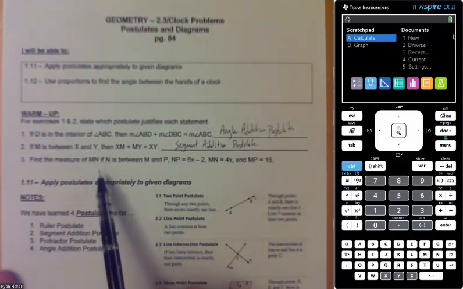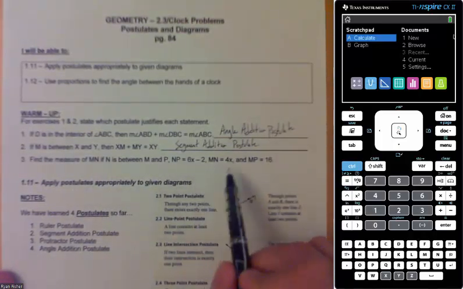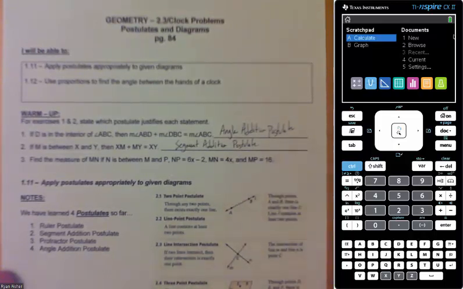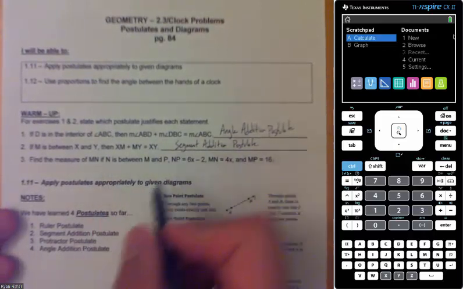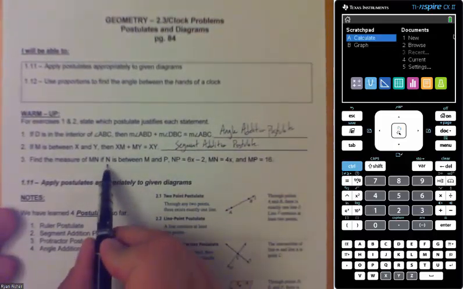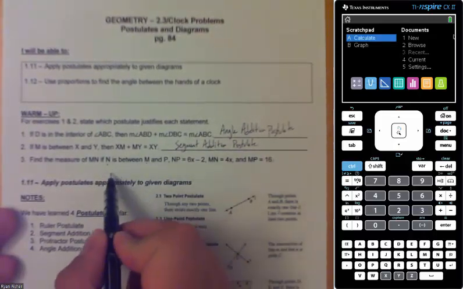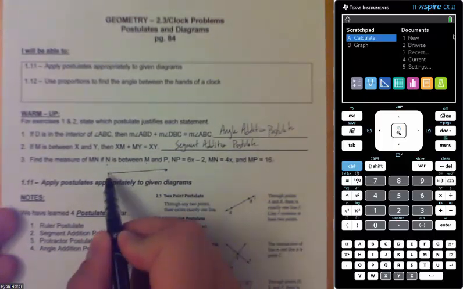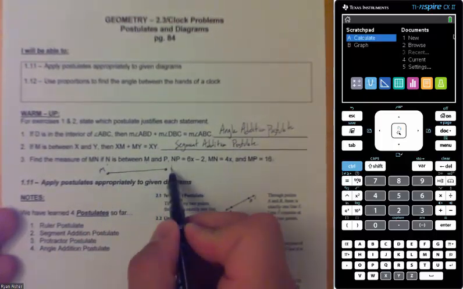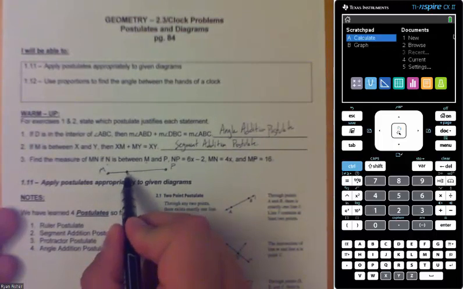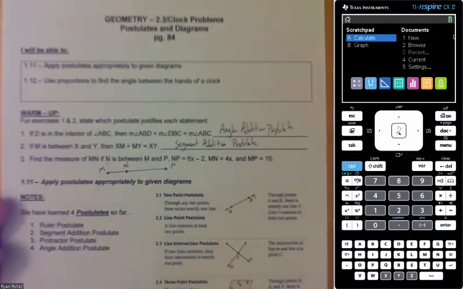Find the measure of MN if N is between M and P. NP is this expression, MN is this expression, MP is this expression. Let's draw a picture so we know what is going on. N is between M and P. So between means on the line segment that connects those two endpoints, M, P, and N is somewhere in here. It doesn't have to be halfway between, just has to be somewhere on the line segment connecting them.